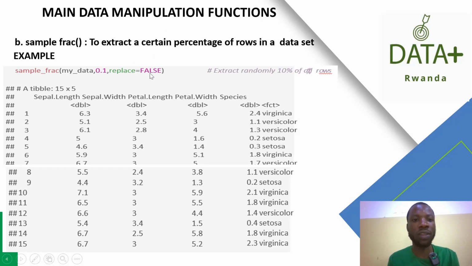If you say replace is equal to true, it means that at the time I'm running this code, there is also the possibility of getting different observations, but still in a range of 10%. But if we say replace equal to false, it means that what I get the first time continues to give those same values once I run it again.